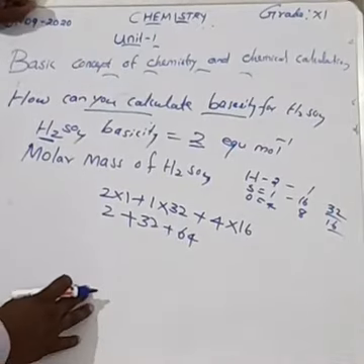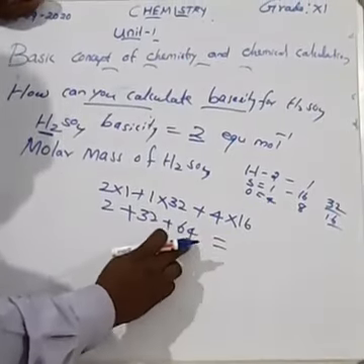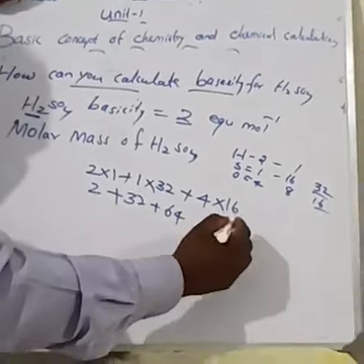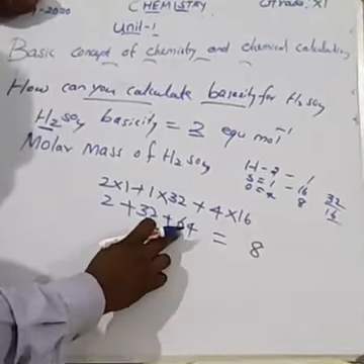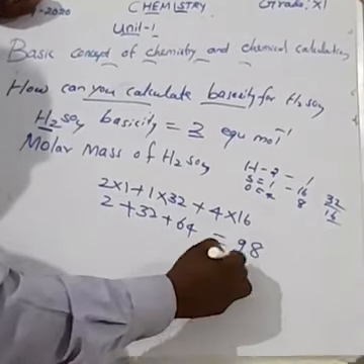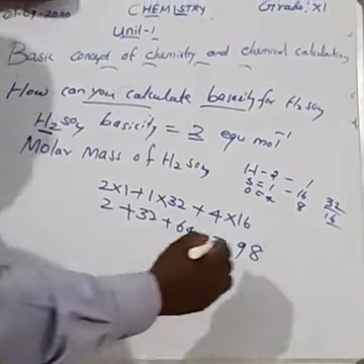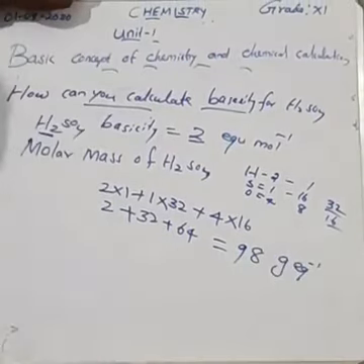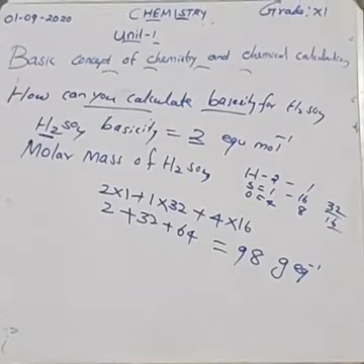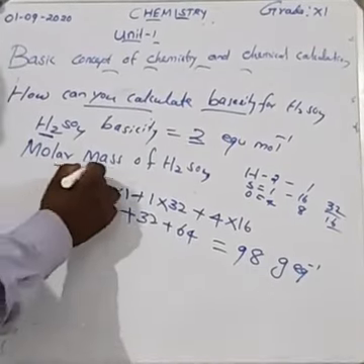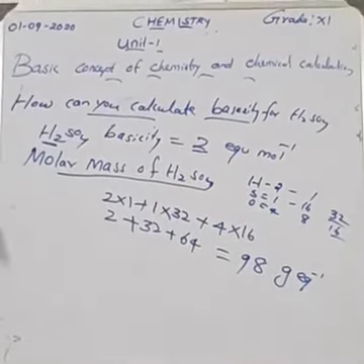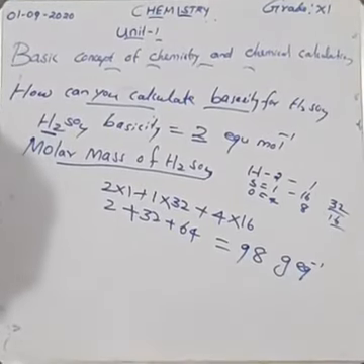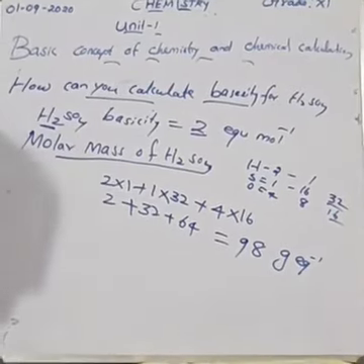When you are adding, what is the answer? 4 plus 2, 6. 6 plus 2, 8. 6 plus 3, 9. 98. Here, 98 gram equivalent inverse. This is the molecular mass of sulfuric acid. Can you write? Molecular mass of sulfuric acid. Okay?